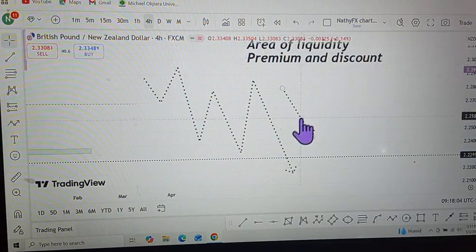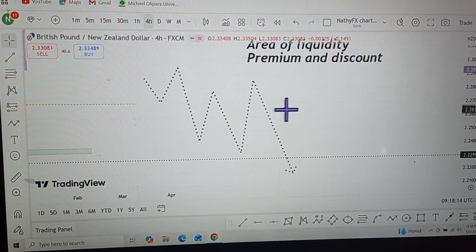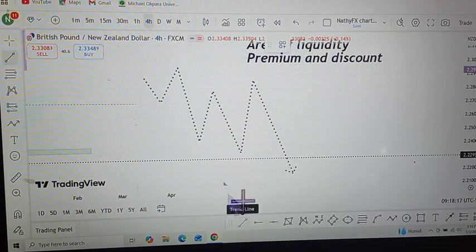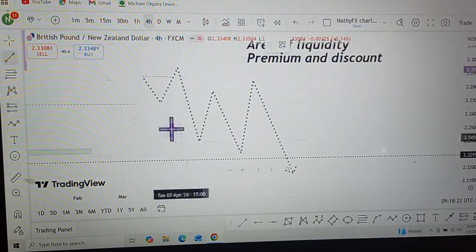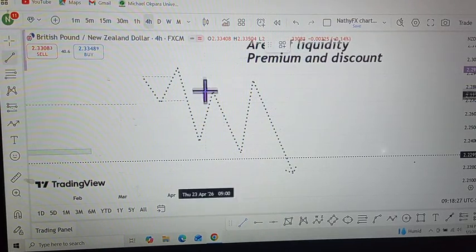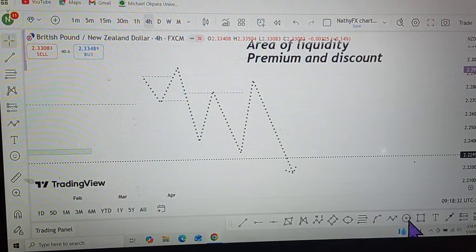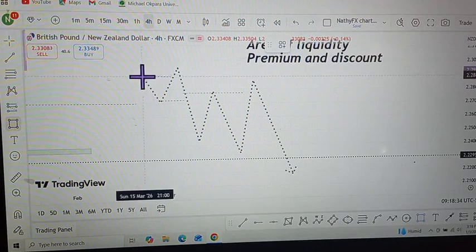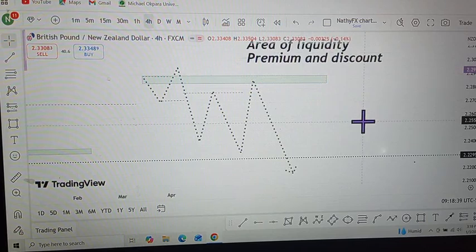Today we'll be talking about what I call the area of liquidity, where to buy from and where to sell from. So now we say that we want to see a sweep, then we want to see a break, then we want to see this liquidity here being taken out. Then we come to our POI here and then sell off. This is what we want to see.